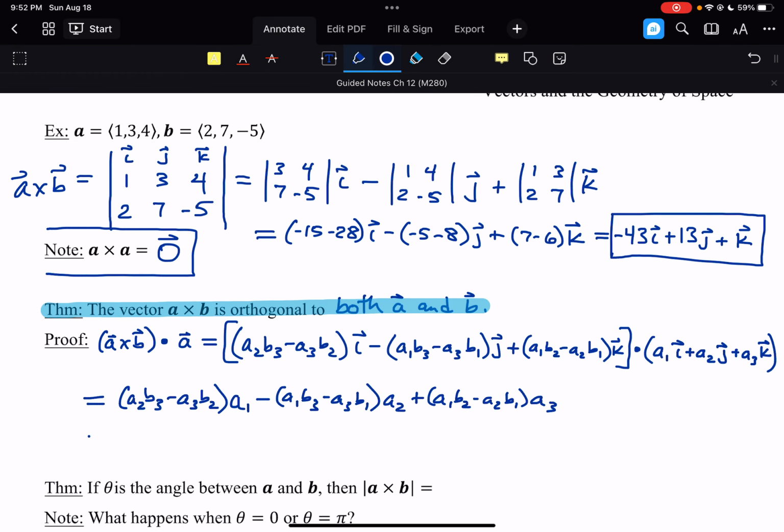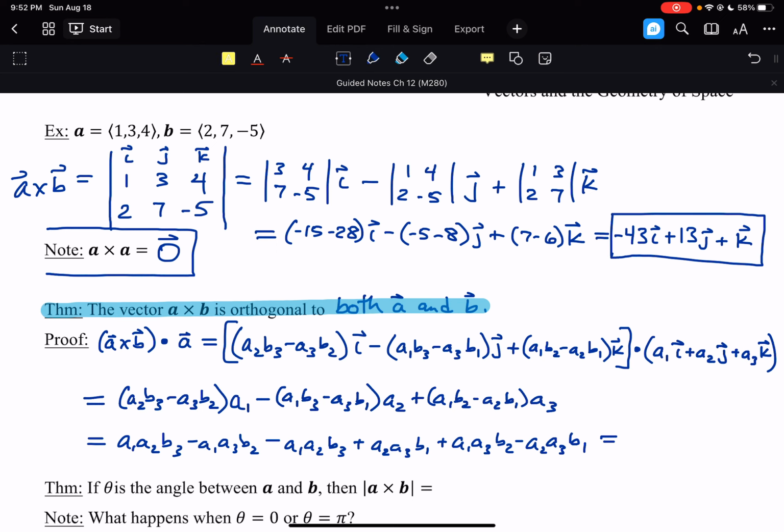And we can go ahead and distribute. So that's a1, a2, b3 minus a1, a3, b2, minus a1, a2, b3 plus a2, a3, b1 plus a1, a3, b2 minus a2, a3, b1. So a lot of writing for these ones, but it does pay off here.